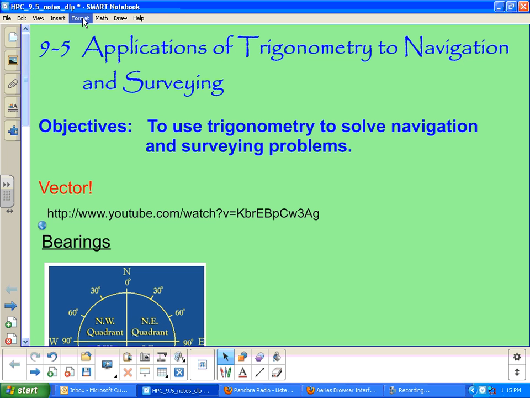Let's talk about bearings. But before we do that, we have to introduce to you the concept of a vector. How many of you are in physics right now, currently, or have had physics? All right, so you guys probably know the concept of a vector, correct? So a vector is represented by an arrow, and that arrow shows you two things.